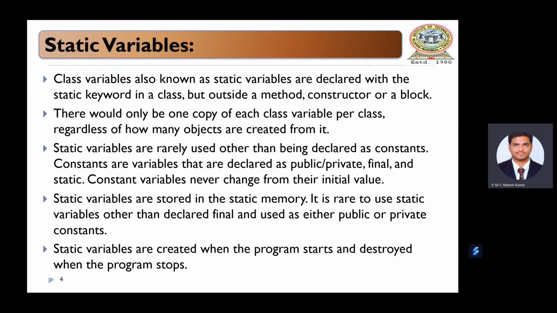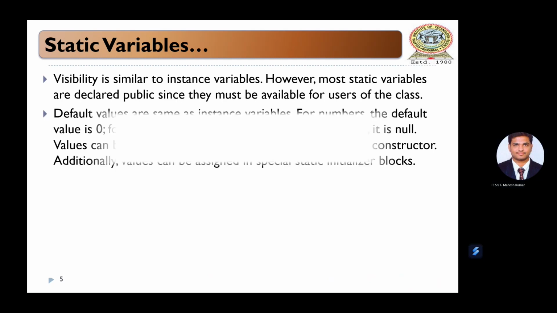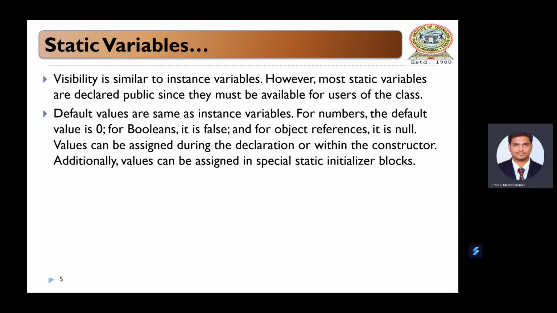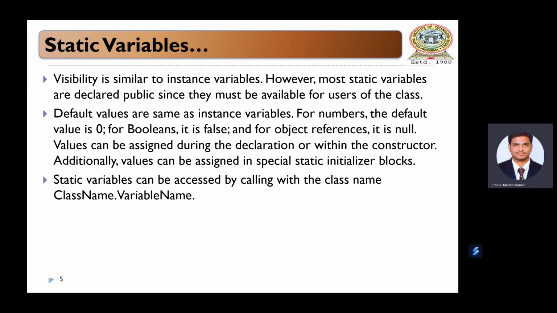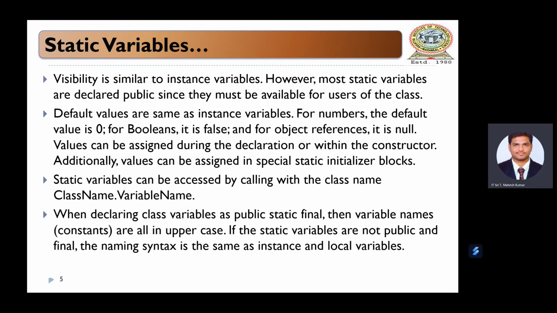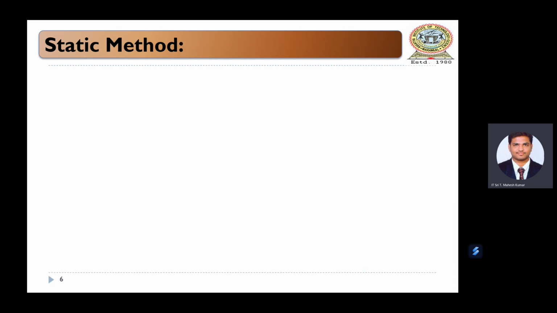And these static variables are created when the program starts and destroyed when the program stops. So in between, nothing else is allocated. And visibility is similar to the instance variables. Instance variables are also declared within the class, but not in a method. So the default values are the same as instance variables. And static variables can be accessed by using the class name dot variable name. When declaring class variables as public, static, final, the variable names are all in uppercase. If the static variables are not public and final, the naming syntax is the same as instance and local variables.